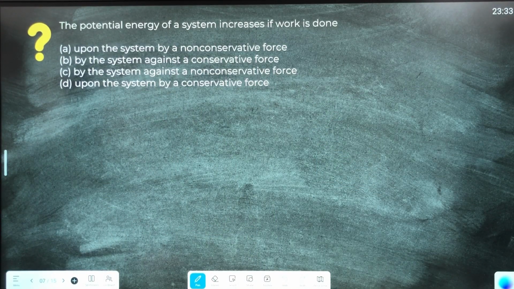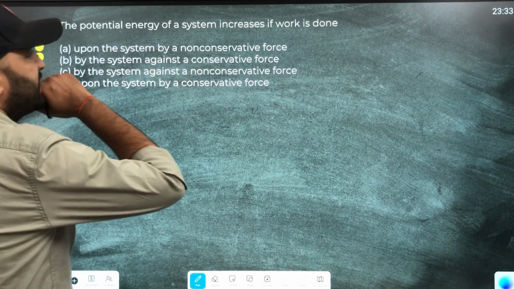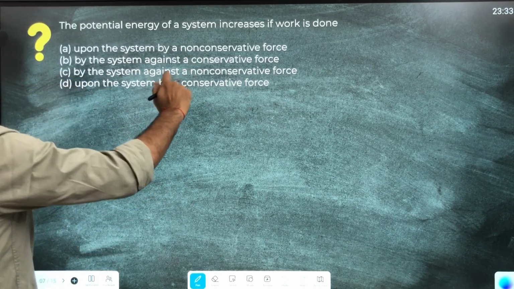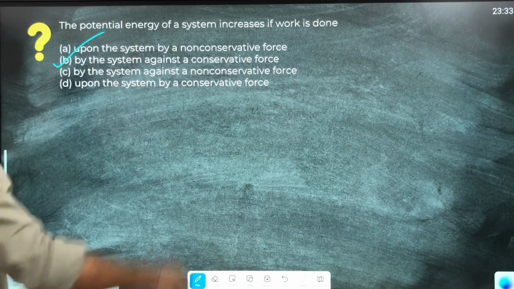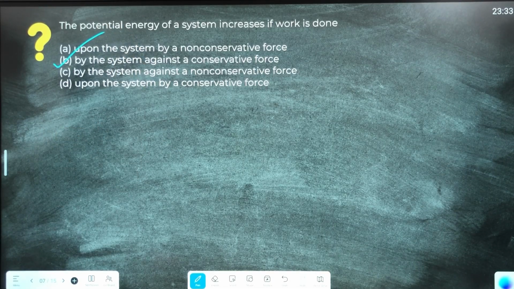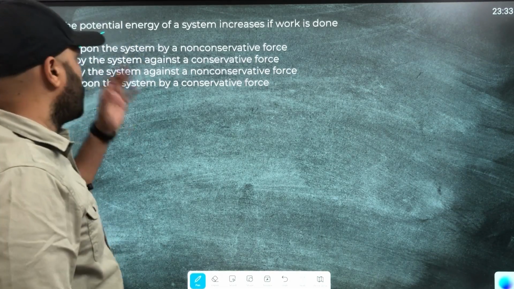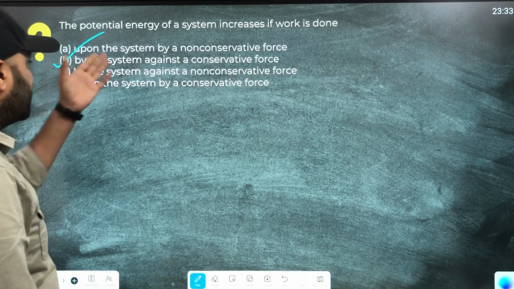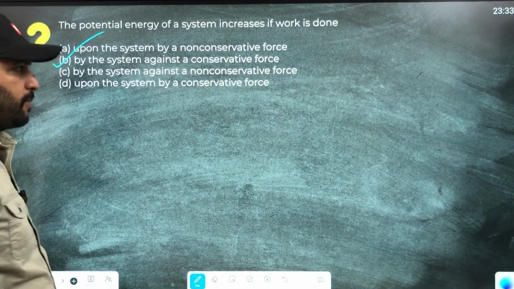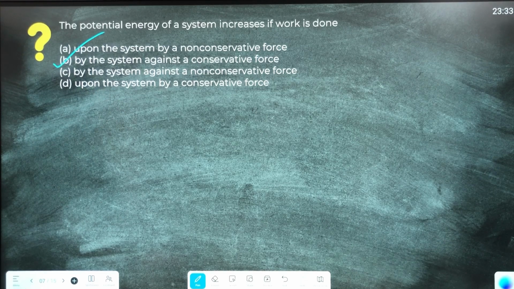Okay, the theoretical one. The potential energy of a system increases if the work is done by the system against a conservative force. That's the correct answer. The potential energy of a system increases if the work is done by the system against the conservative force, not by the conservative force. Okay. Let's see the next one.